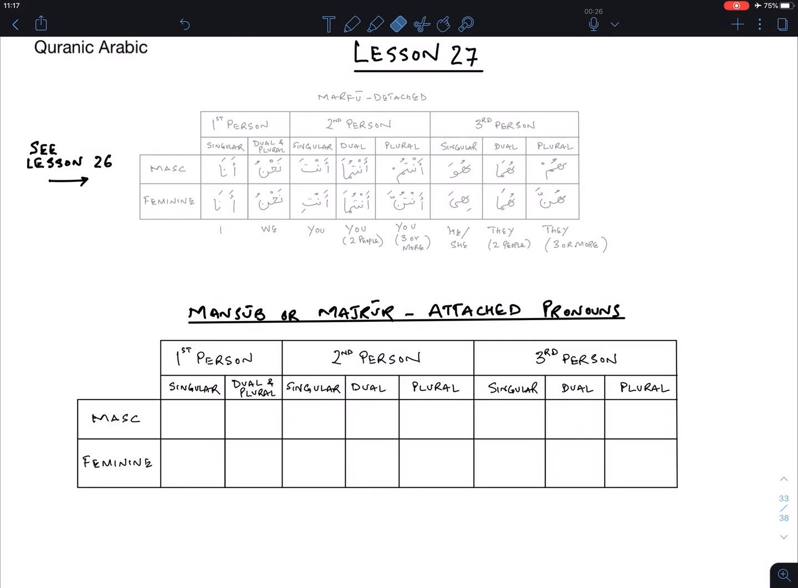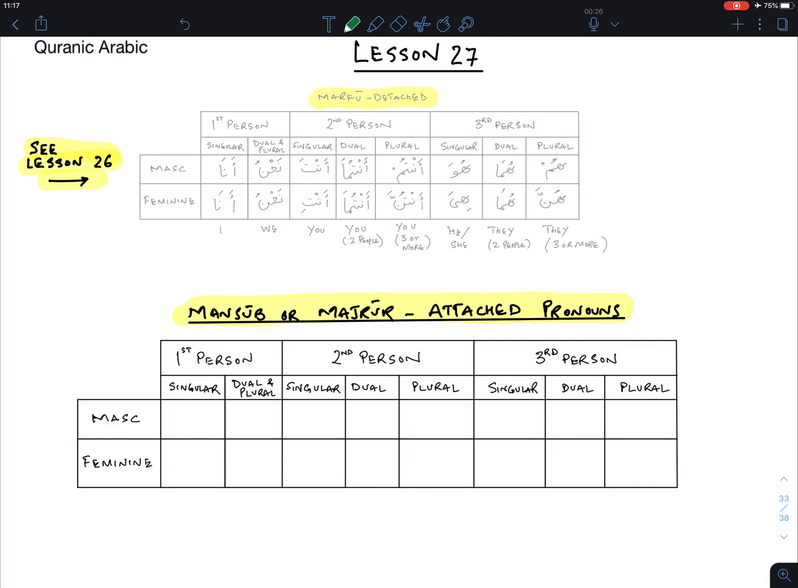We want to look at the other types of pronouns. In the previous lesson, lesson 26, we covered the marfu' or the detached pronouns in the detached state. And now we're going to cover the mansūb or majrūr attached pronouns. So these come in an attached condition here. The forms you will see will be either mansūb or majrūr depending on how they're coming in the sentence. So let's start, inshallah.